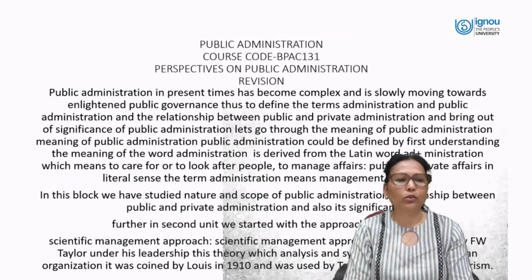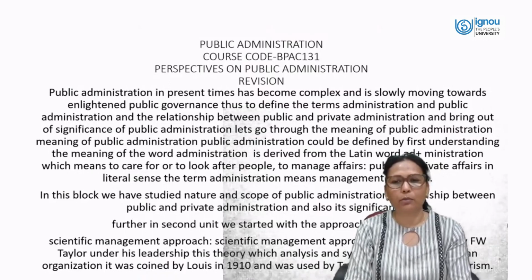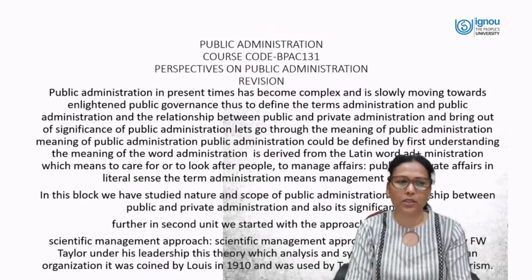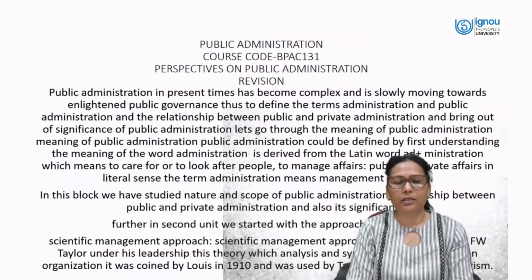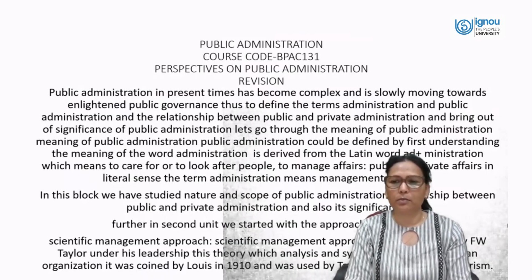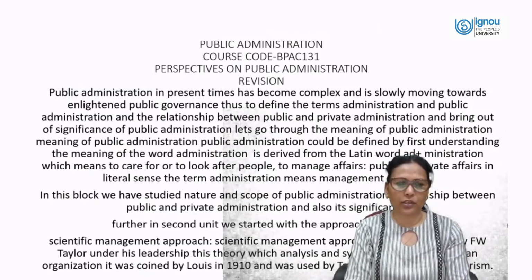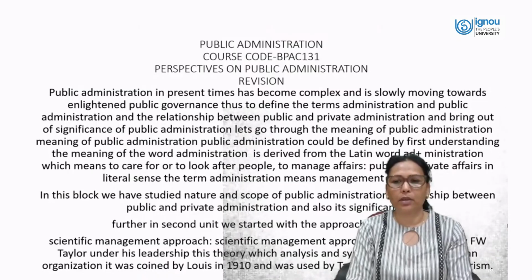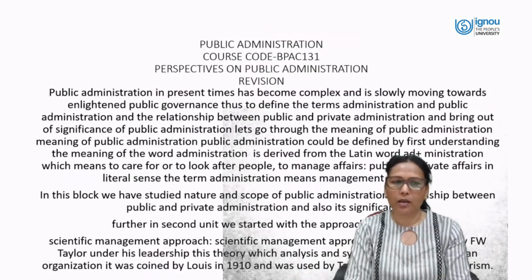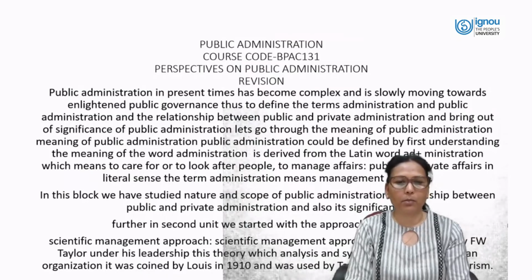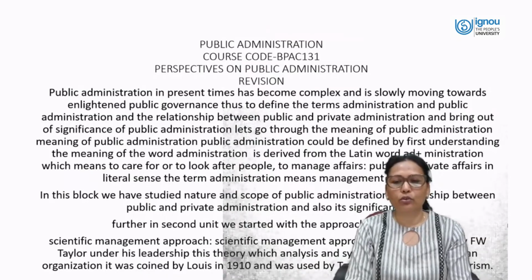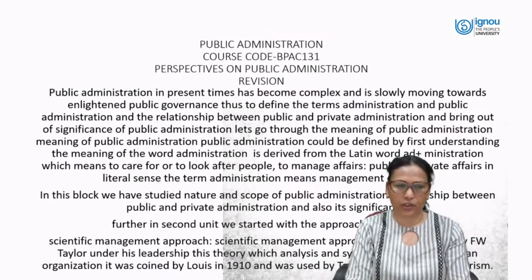Now, public administration in the present time has become complex and is slowly moving towards enlightened public governance. Thus, to define the terms administration and public administration, the relationship between public and private administration, and bring out the significance of public administration, let us go through the meaning of public administration.